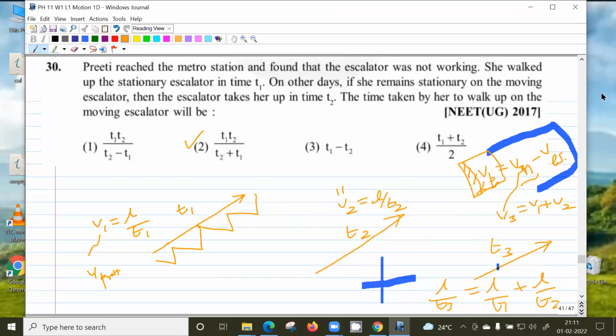Projectile, circular motion. Yes, that is the end point, right? And acceleration. Uniform circular motion means what is uniform?